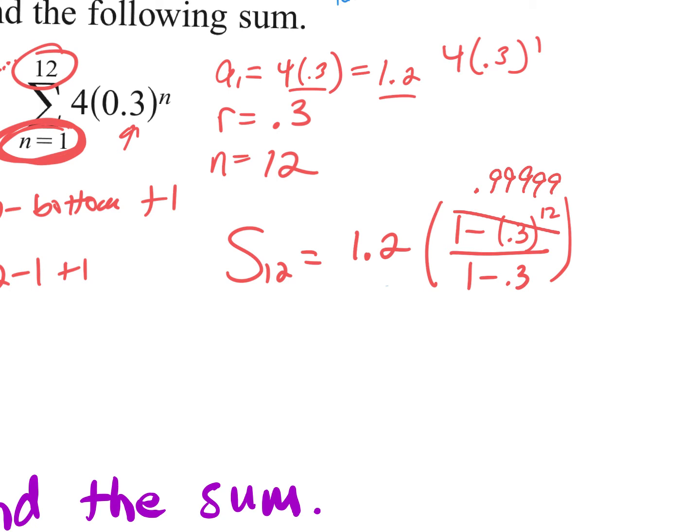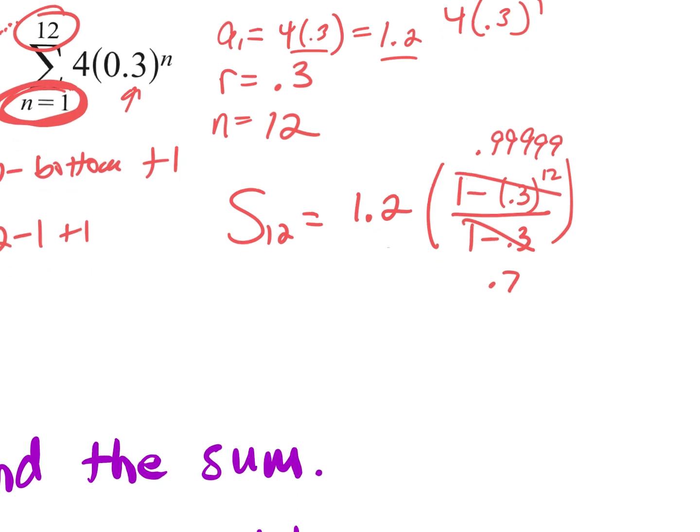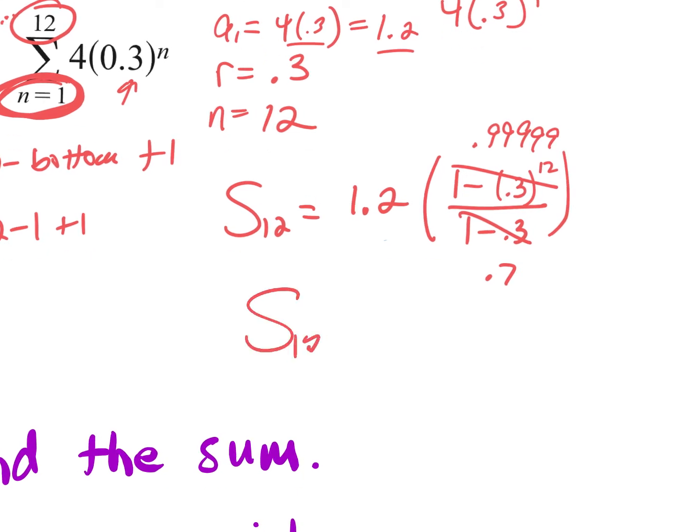In the denominator, what's 1 minus 0.3? 0.7. So you get this, you can say 1.2 times, and then you could say 0.99999, just put a whole bunch of 9s, divided by 0.7. What do you guys get? What's the sum about? So in this case, you get like 1.714. Now on your test, I will specify if decimals are okay.